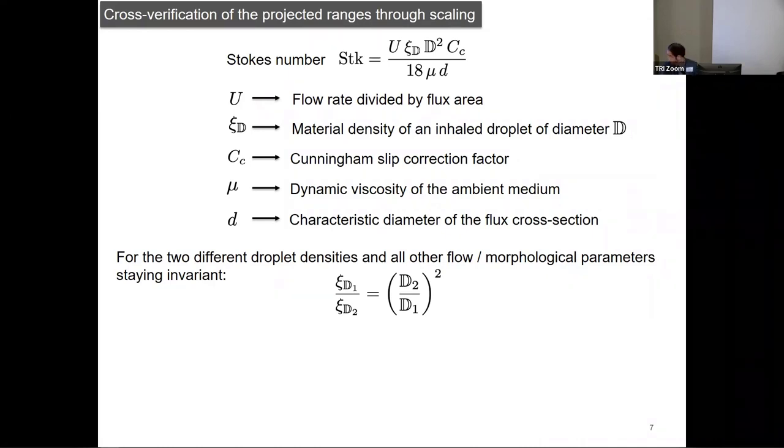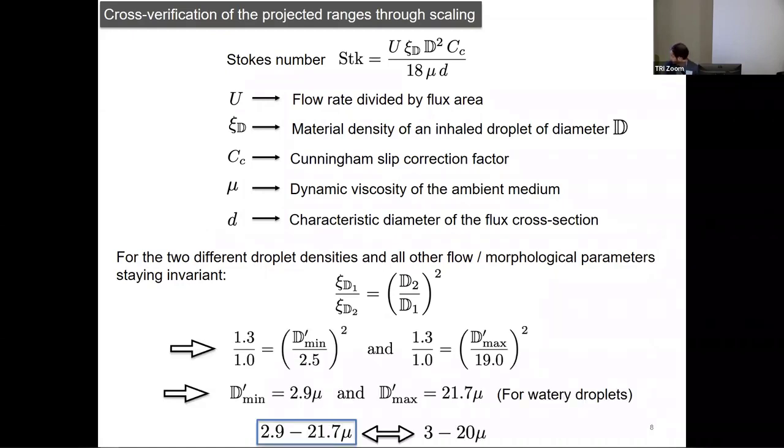So in the last two slides, we have looked at two different densities, 1.3 and 1 gram per ml. We plug in those numbers for the two densities on the left-hand side. And we know from the first set of CFD that the bad size range was 2.5 to 19. We plug in those numbers, and in turn we get the bad size range for the lighter droplets. It comes out from this scaling law to be 2.9 to 21.7, which is pretty close to what we saw from the CFD estimates, 3 to 20. I'm not saying that this is a very rigorous validation. It's just a zero-level validation of our approach.